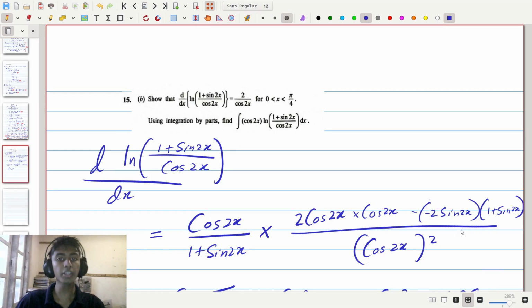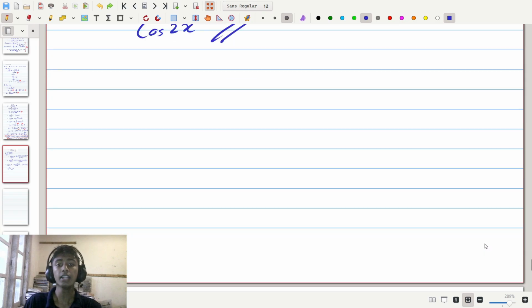Now, considering the second part of the question, the second part says, using integration by parts, find the integral of cosine of 2x times the natural logarithm of 1 plus sine 2x divided by cosine 2x with respect to x. Now, in order to solve this using integration by parts, we're going to be needing this result that we have up here. So, in order to identify how we can use this result, let's consider what integration by parts is.